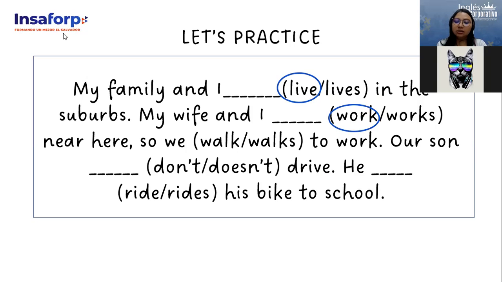Work near here. So we walk or walks? Ah, veamos el sujeto. El sujeto es we. Entonces, si tenemos we, sería walk. Very good. To work. Our son don't or doesn't? Doesn't, excellent job. Doesn't drive. Rides. Very good, he rides his bike to school. Excellent job. So let me visit your classmates.